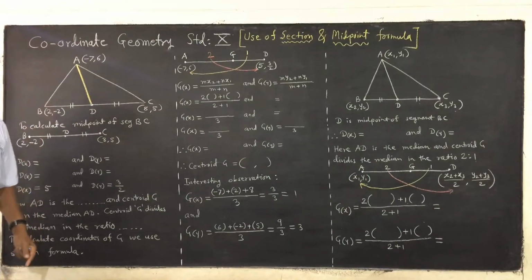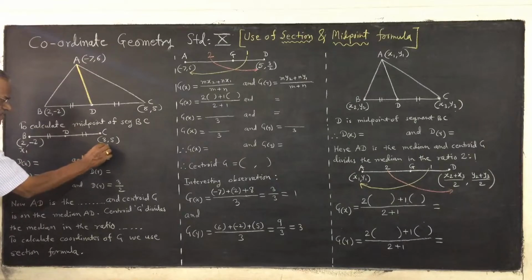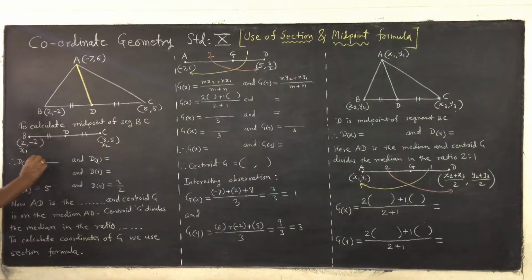We have to remember the formula. What is that formula there? Midpoint formula. You know that (x1 plus x2) divided by 2. So we can use that formula. And what is the value of x1? 2, plus x2 is 8, upon 2. You know that 2 plus 8 is 10. So what is the final answer? 5. So you are getting the midpoint D and its x coordinate is 5.